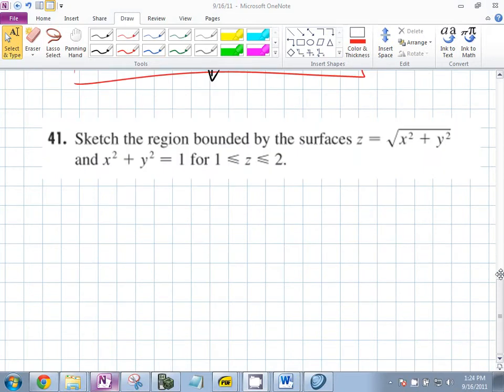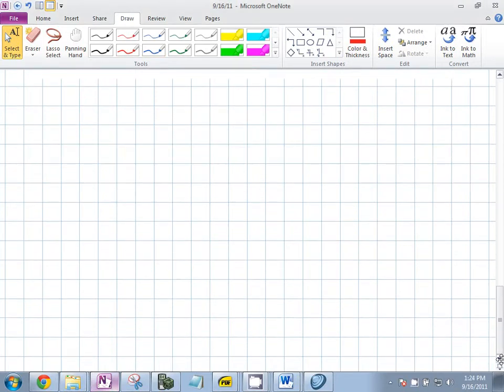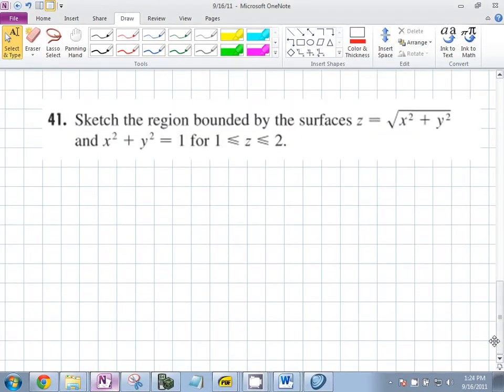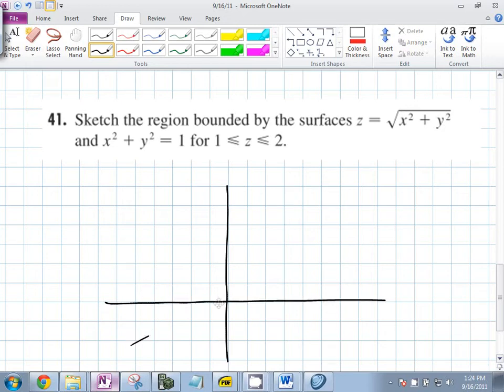Okay, what about z equals the square root of x squared plus y squared? What is that? It's a half circle, right? Which part of the half circle is it? It's not a circle, it's a half what? What's the radius going to be? Z, yeah, exactly. What about x squared plus y squared equals 1?